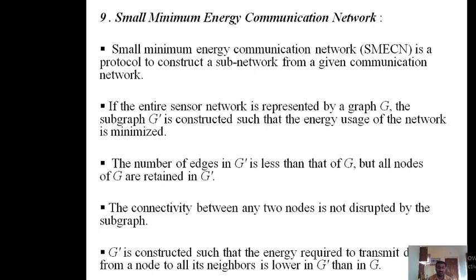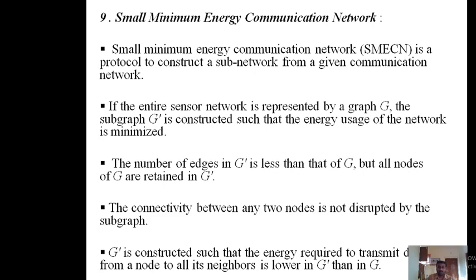G dash is constructed such that the energy required to transmit data from a node to all its neighbors is lower in G dash than in G. That means we can transfer the data from one node to another using less energy in G dash than in G. So this protocol simply says, by generating a small network based on our given communication network, we can, with the help of low energy, transfer the data from one place to another without changing any physical structure of the network.